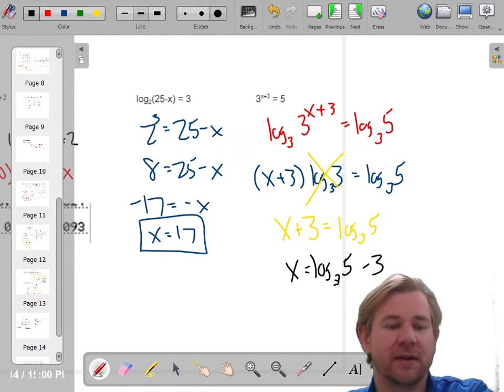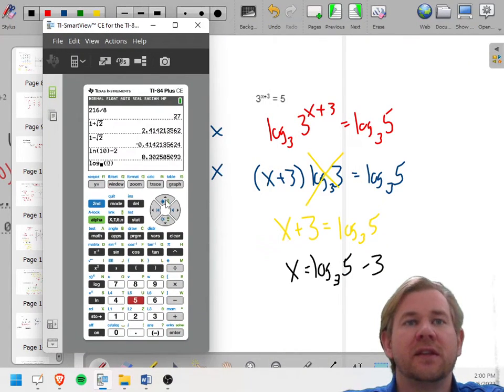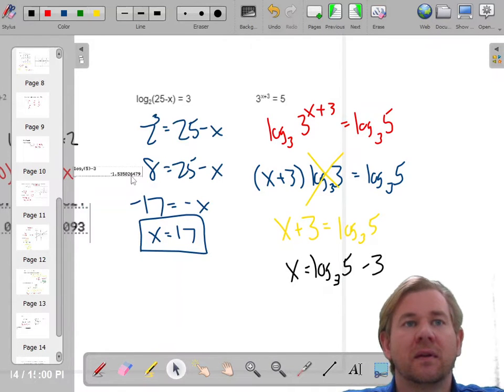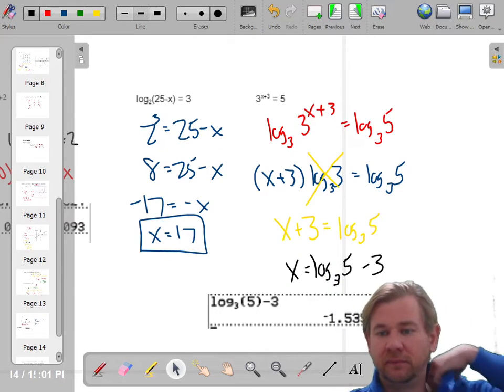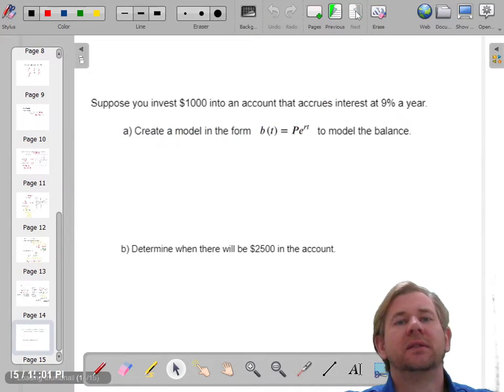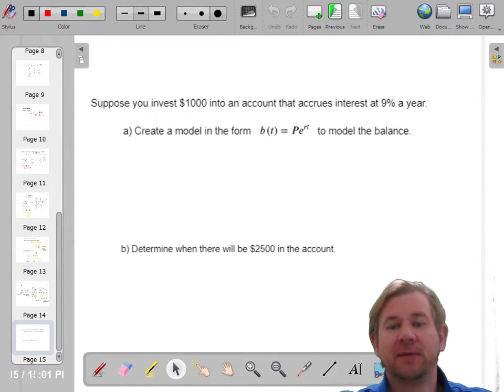And I can just use my calculator, and I have my fancy calculator. So I'll say the base 3 log of 5 minus 3. So the answer is right there: negative 1.535. Done yet? All right. One more. So last problem.